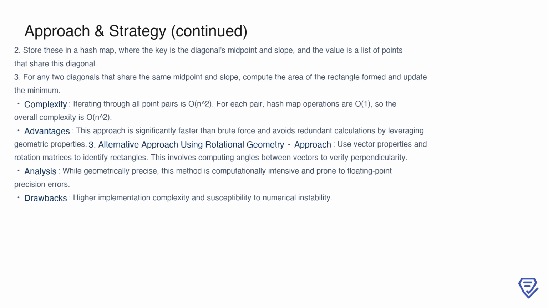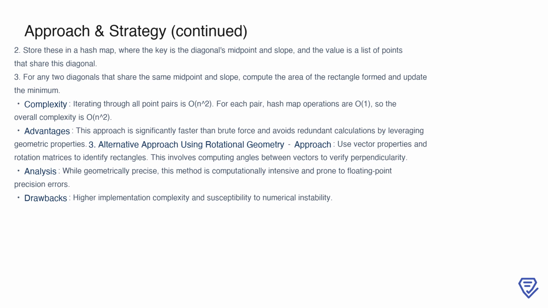When two diagonals have the same midpoint and slope, they define a rectangle. We can then compute the area of this rectangle and update the minimum area if it's smaller than the current minimum. This approach has a computational complexity of n squared, which is a significant improvement over the n to the power of 4 brute force method. Additionally, it avoids redundant calculations by leveraging geometric properties.